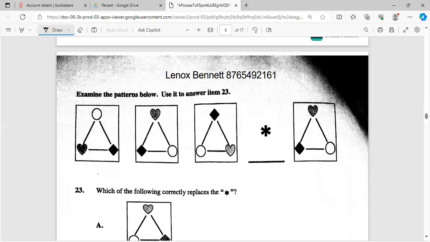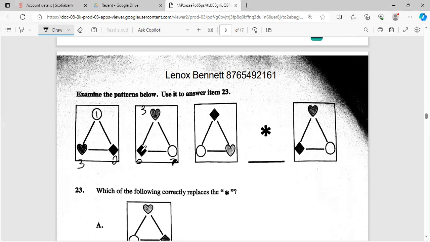Examine the pattern below. Use it to answer item 23. Which of the following correctly places the star? So they want us to figure out the pattern that would go here. So let us examine these 3 first. These 3 will give you a hint or clues as to what is happening, and then you will follow the same thing. Alright, I'm going to start with the top. So we have the circle here, diamond. I'm going to just give them a number. Circle is 1, diamond is 2, and this is 3. So what I'm seeing so far is that what is up at top is going to come here, and then everything swings over.